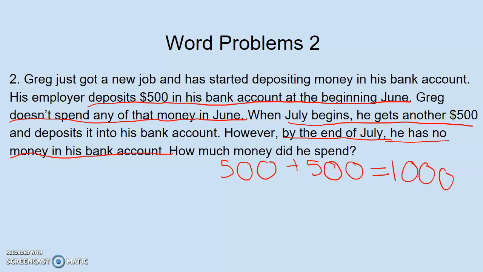So if you add a number and its opposite, you get $0, which is no money. So we're trying to find the opposite of 1,000. We can subtract 0 minus 1,000, which is equal to negative 1,000.